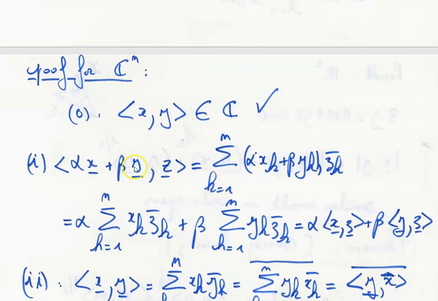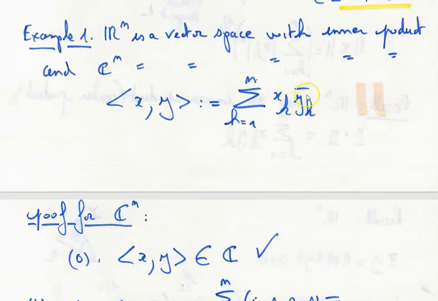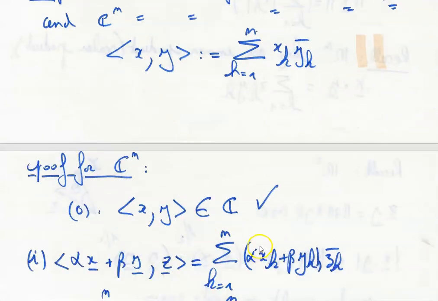So let's verify the first one. Of course we see it's obvious that with this definition the inner product between x and y is an element of the complex numbers. Okay, why? Because the product xk by the complex conjugate of yk is an element of the complex field. So a fortiori, the sum of all these elements is an element of C. Okay, so it's obvious, but we have to say it, in a copy.